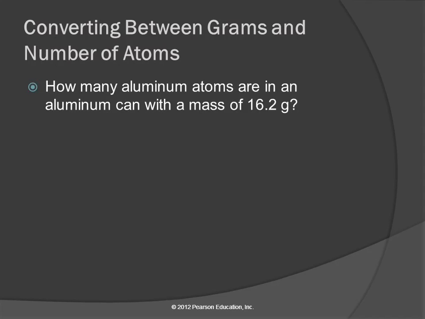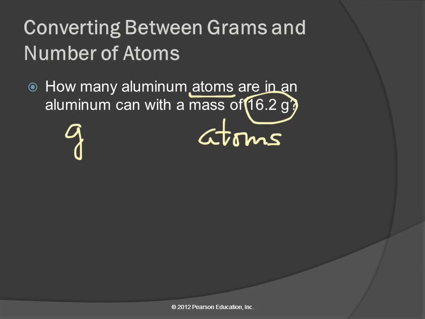We can also convert between grams and numbers of atoms. How many aluminum atoms in an aluminum can with a mass of 16.2 grams? Well, here's our number, 16.2 grams. This time we're not finding moles, we're finding atoms. How many atoms? Well, do we know a relationship between grams and atoms?